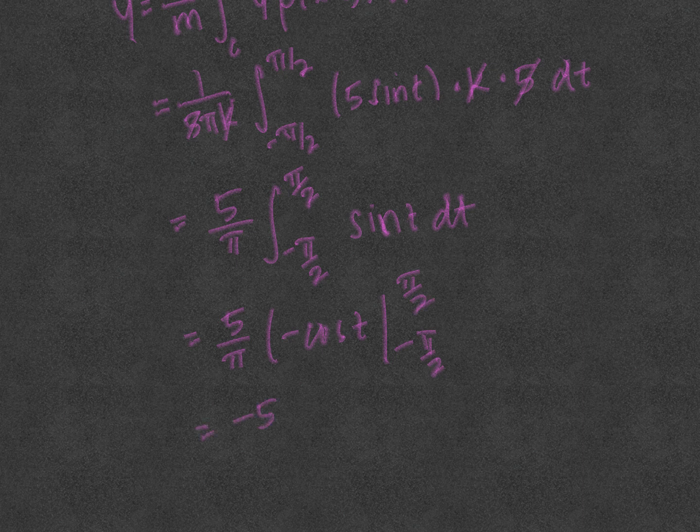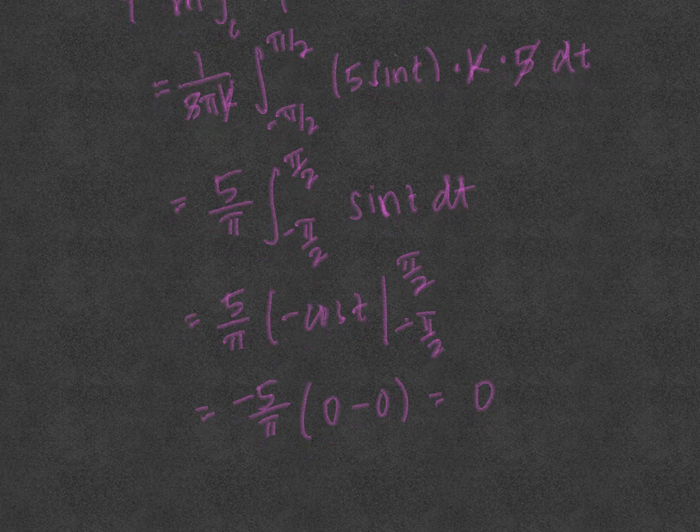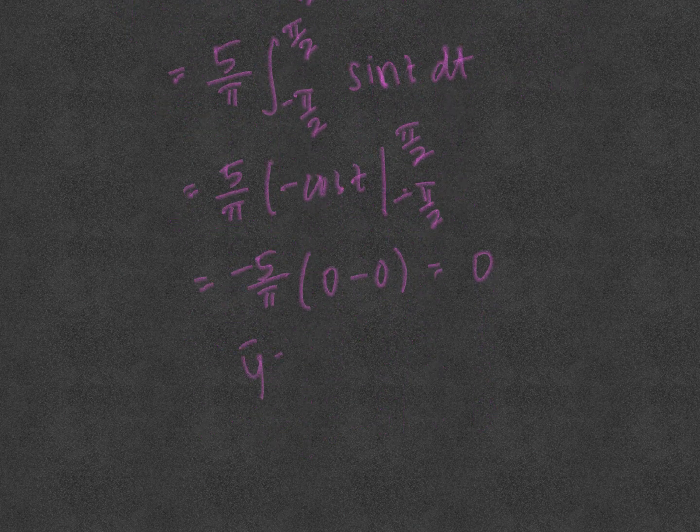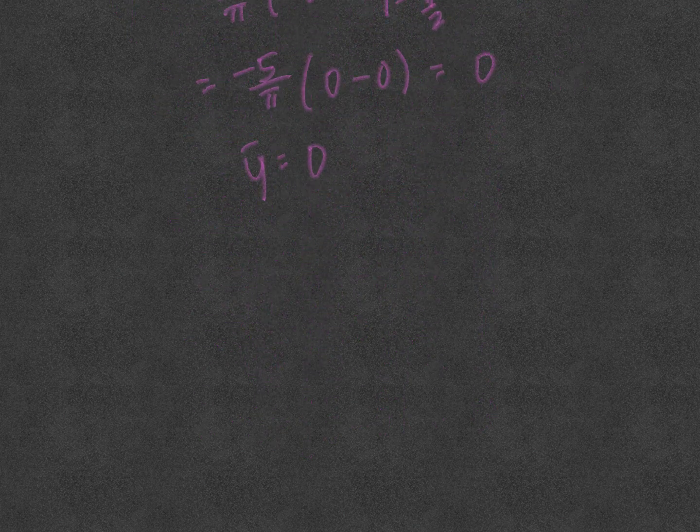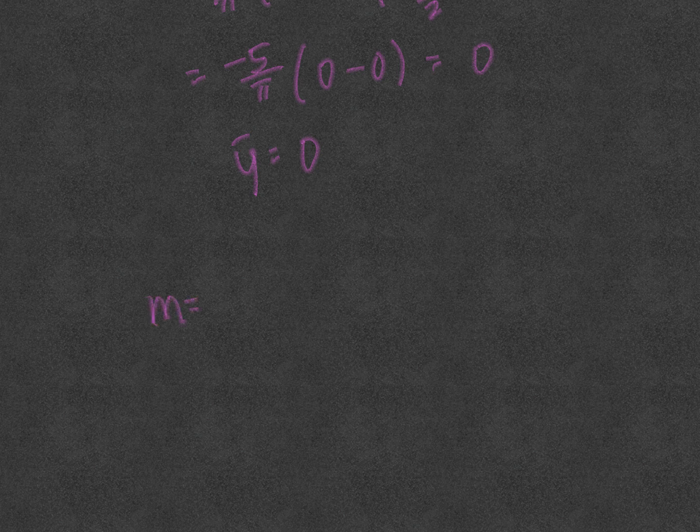So we have negative 5 over pi. And cosine of pi over 2 is 0. Minus cosine of negative pi over 2 is 0. So this equals 0. So our y value for our point is 0. So to answer the questions, our mass is 5 pi k, and our center of mass happens at the point (10 over pi, 0).